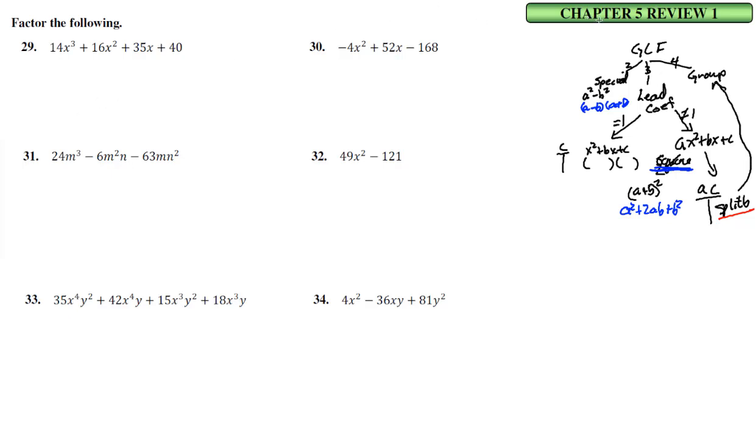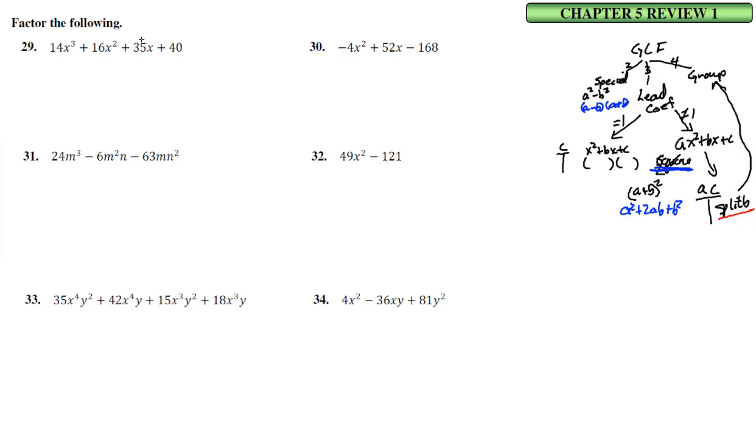Here we are in Chapter 5, Review 1, Exercises 29 through 34. Factor the following. We've been factoring for the whole chapter, and this is the culmination of it. We look here. Here's our little chart that will guide us through. We first try to find the greatest common factor.